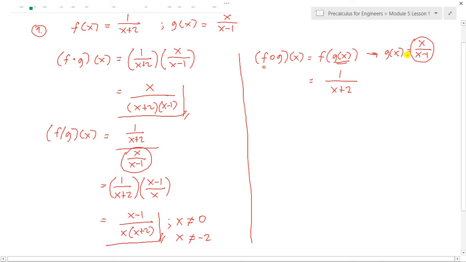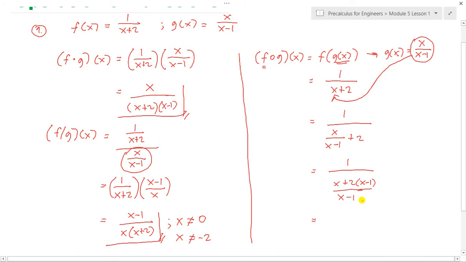Since we have the entire g(x), substitute this entire expression for x in our f, since f contains the entire g(x). So let's do that. We have 1 all over, the x is the entire g(x), so substitute x all over x - 1, and then plus 2. So this is a complex rational expression. So we solve for the LCD, combining the terms in the denominator. So we have (x + 2) times (x - 1).